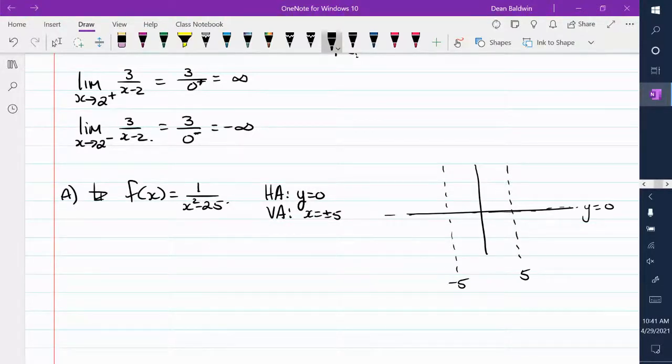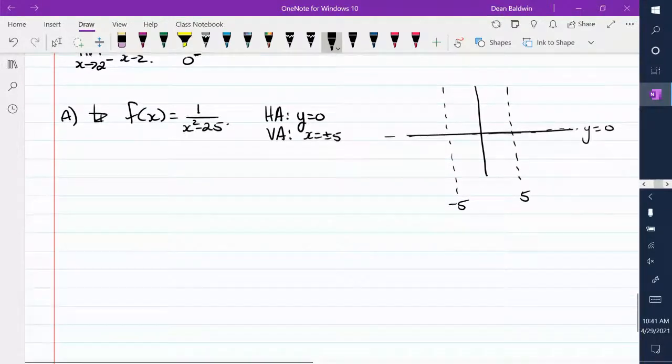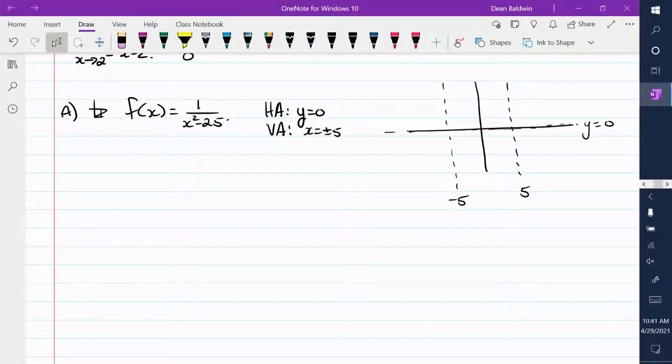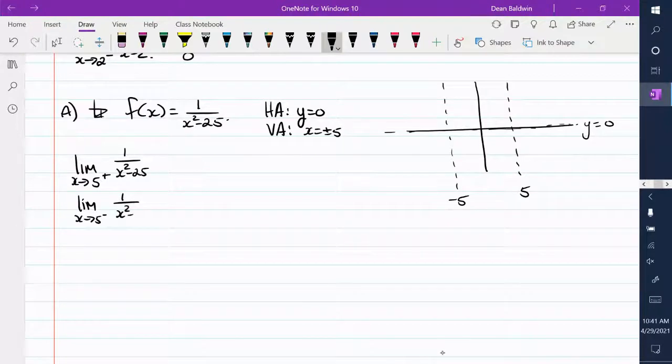Okay. We could plot points, or we could do this quickly in our heads. Once you get good at this, this is faster, okay? So we need to look at the limits as x goes to our vertical asymptotes. So 5 from the positive and negative side. I know it's going to turn into 0 in the denominator. We just have to figure out if the denominator is always going to be positive or negative.